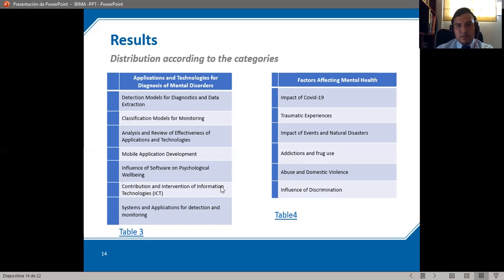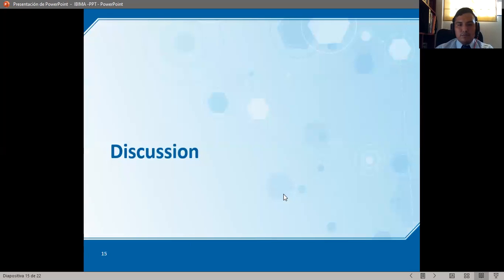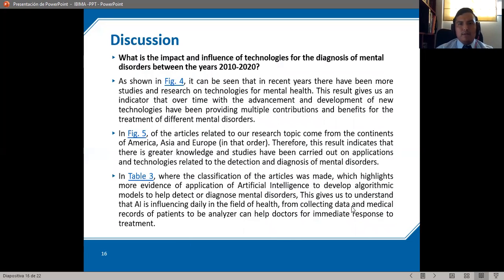The distribution according to categories. Table 3 show table 4. Discussion. What is the impact of influential technologies for the diagnosis of mental disorders between the years 2010 and 2020?